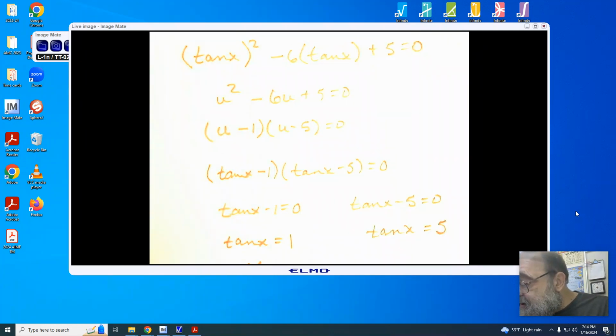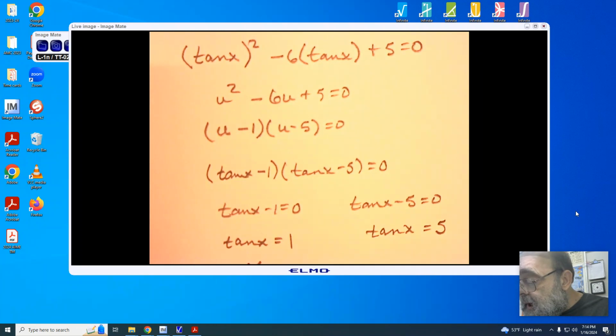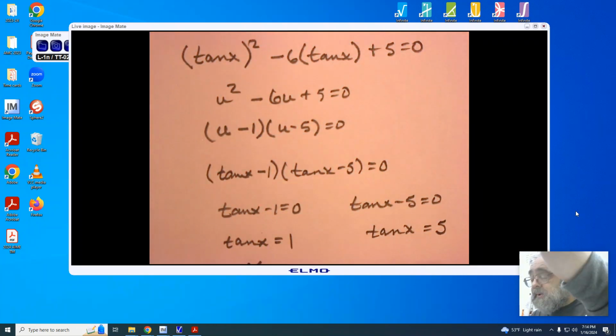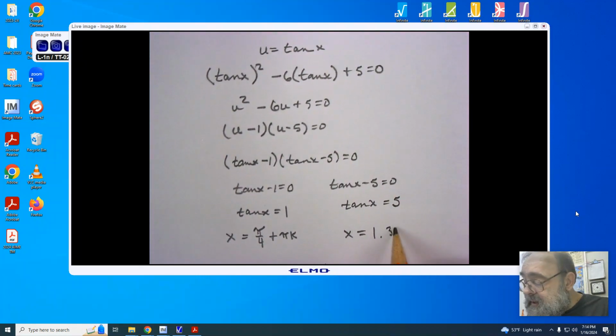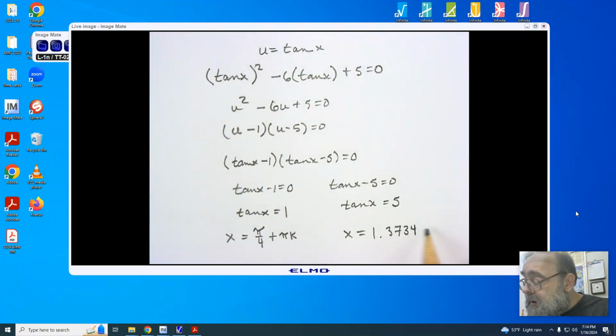So I'm looking at x equaling, and now I'm going to zoom back out, 1.3734 plus pi k. My first answer is 1.3734, and my second answer is going to be found by adding pi to it, and that would be 4.5150. Please make sure you round to the fourth decimal place.